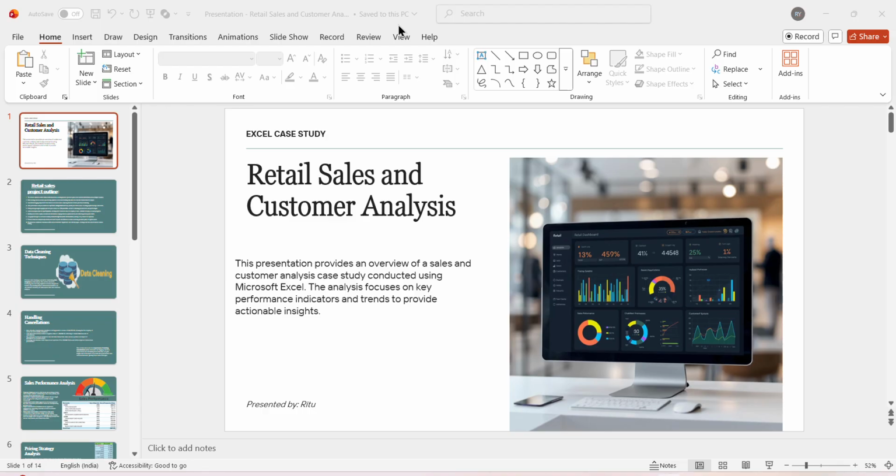We will discuss in this presentation an overview of a sales and customer analysis case study conducted using Microsoft Excel. The analysis focuses on key performance indicators and tries to provide actionable insights.